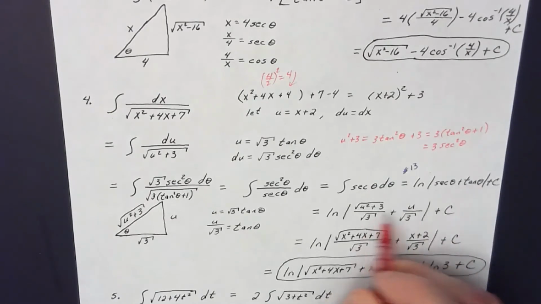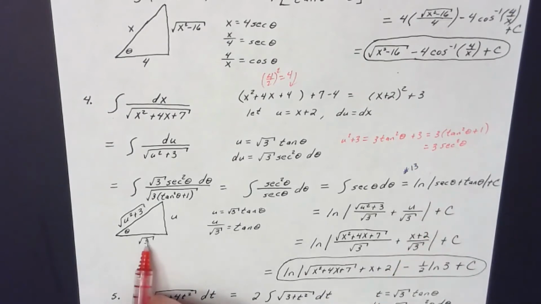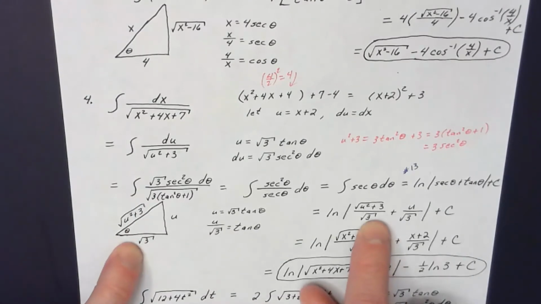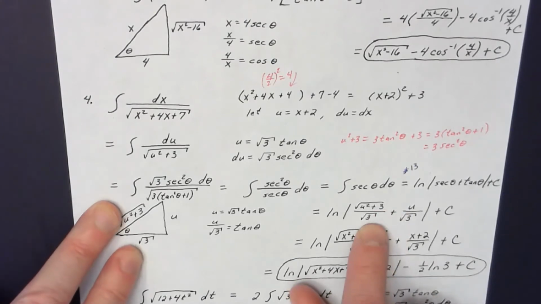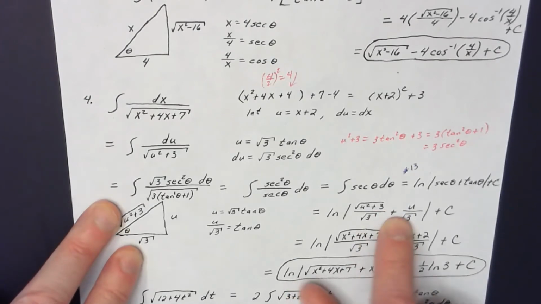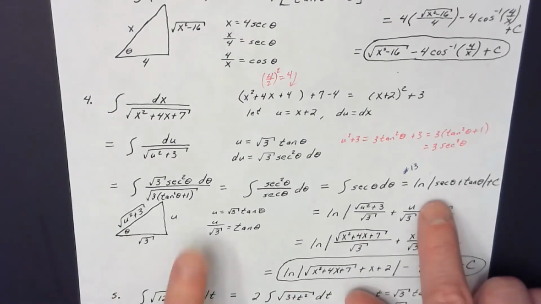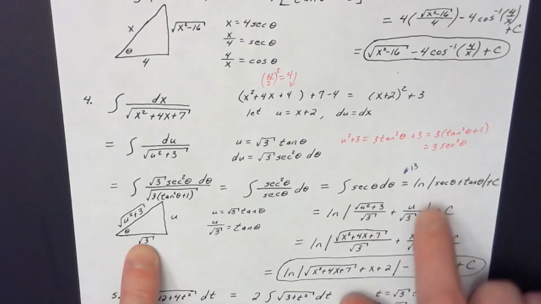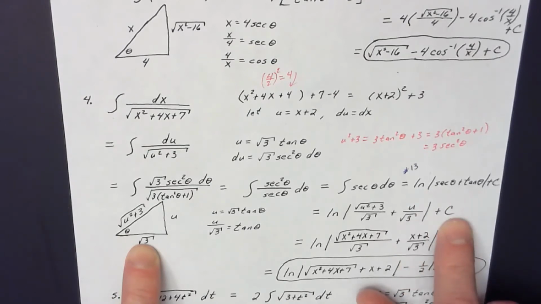I go back to my problem. Secant of theta. Secant is the reciprocal of cosine. Cosine would be adjacent over hypotenuse, so secant is hypotenuse over adjacent. That's where that came from. The square root of u squared plus 3 over the square root of 3 plus, now I can say, for my next term, the tangent of theta. Well, that's opposite over adjacent. Opposite over adjacent here. I had to add in my constant of integration.